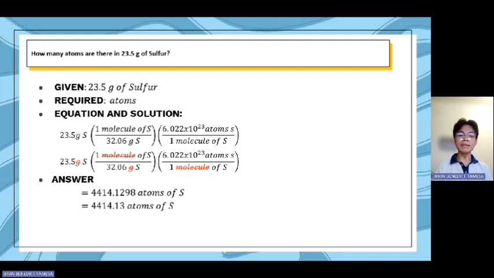Let's multiply again the mass to one molecule of sulfur over its molecular mass, or molar mass rather, to cancel out again the grams unit. After that, we multiply it to Avogadro's number over one molecule of sulfur. From that, we can get the answer of 4,414.1298 atoms of sulfur, or simply with two decimal places, 4,414.13 atoms of sulfur.